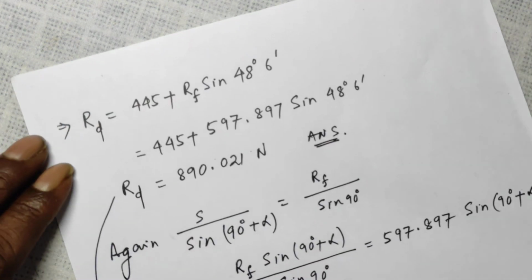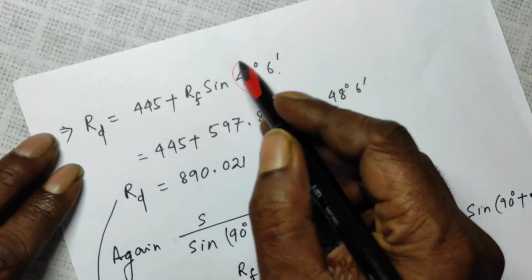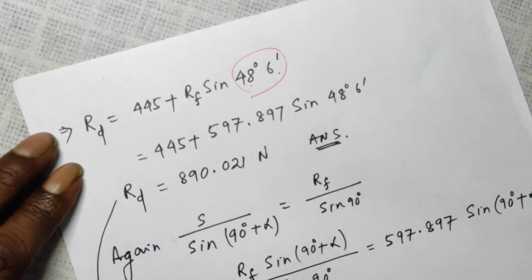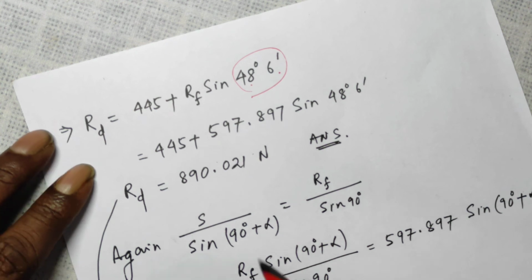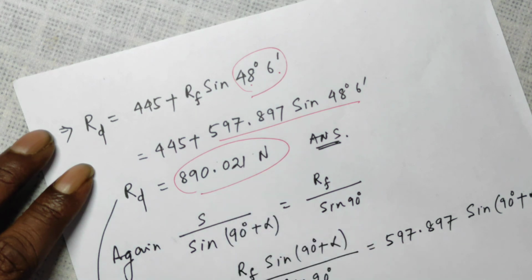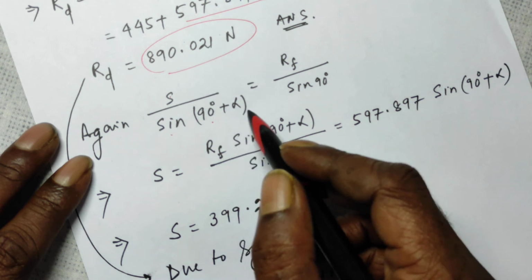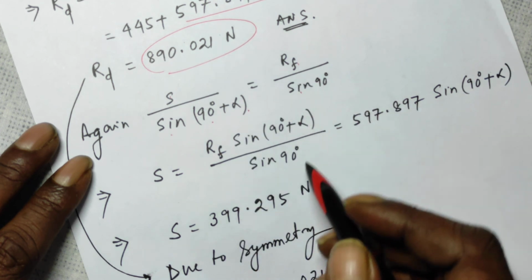So by making the side change, your RD comes out to be 445 plus RF sine 48 degrees 6 minutes. This was your alpha which was calculated. Now, put the value in a scientific calculator. This comes out to be 890.021 Newton.